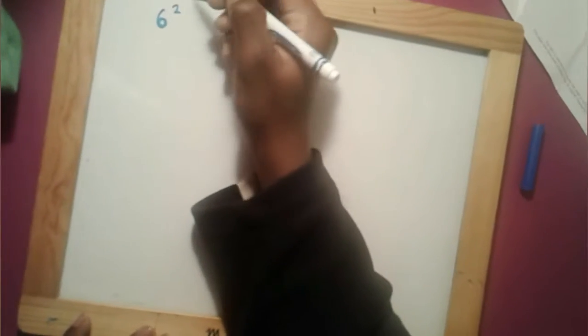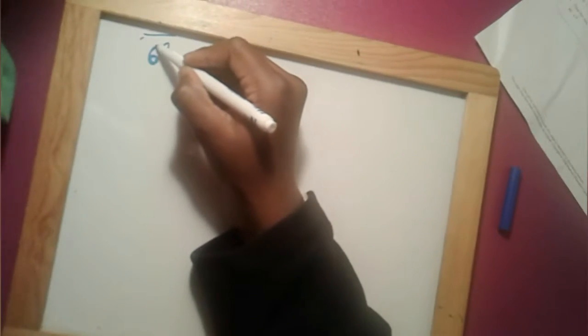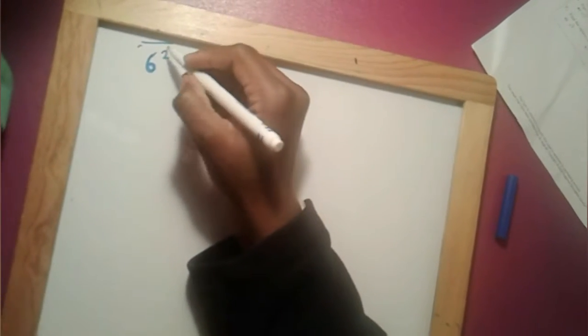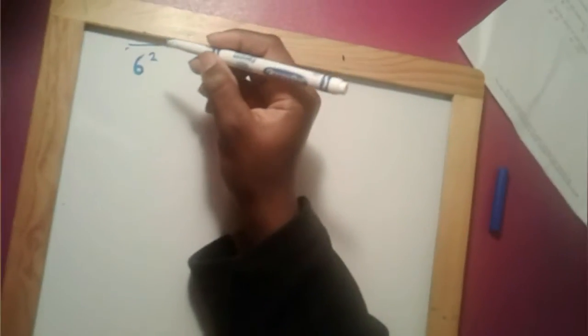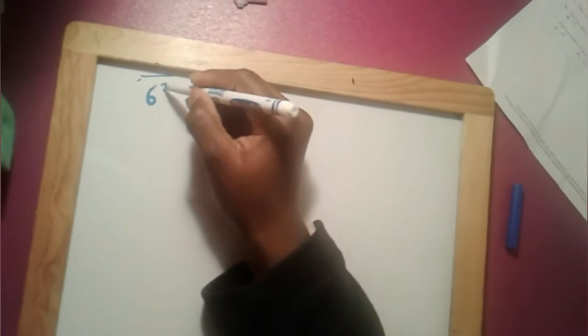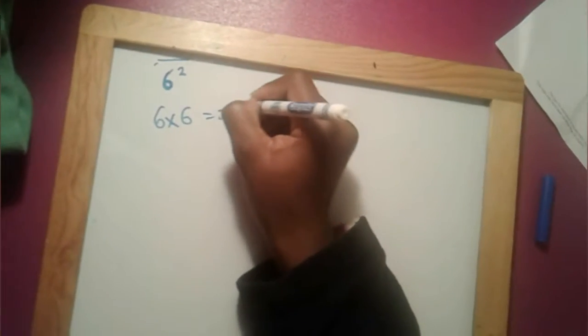In today's video, I'm going to show you how to find square root. Square root is simply a number with a small number above. What the question means is multiply 6 by itself, multiply the number by the same number 2 times, like 6 times 6, and it will give you 36.